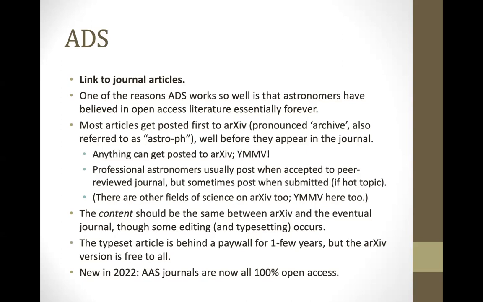The content should be the same between archive and the journal article, but there's editing and typesetting that occurs. And of course, if it's before the refereed process, there's going to be changes that the referee asks for. So there may be changes in the content if it's posted to archive before it's been refereed and accepted. The typeset article is typically behind a paywall for anywhere from 1 to a few years, but the archive version is free to all as soon as it goes. Usually people submit it to archive, and then there's like a 24-hour latency before it goes public.